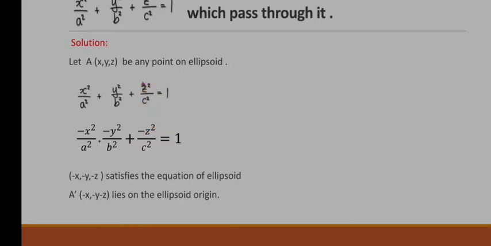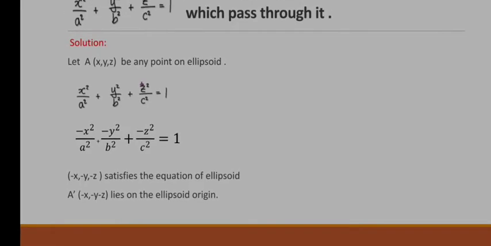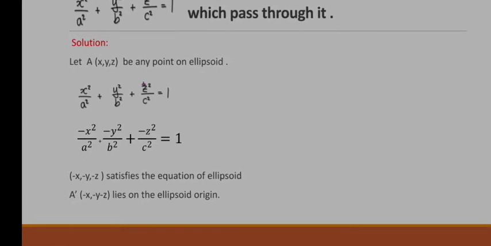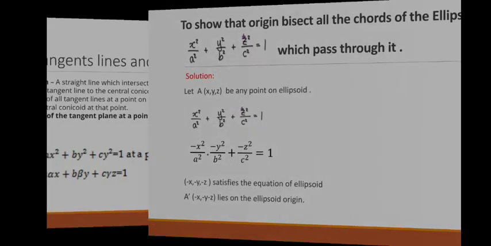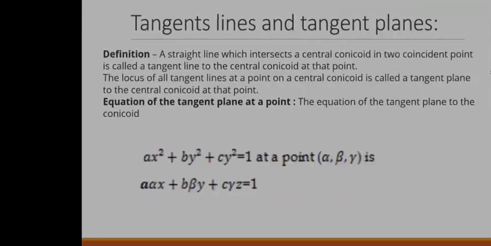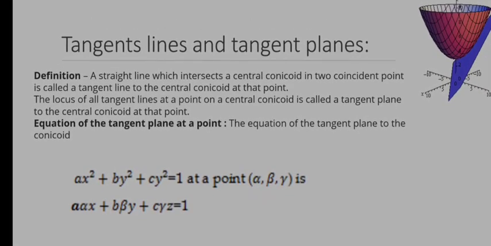But in place of x, y, z we put -x, -y, -z. Then this equation is still satisfied. So (-x, -y, -z) satisfies the equation of the ellipsoid. So the point (-x, -y, -z) lies on the ellipsoid. Now the next topic is tangent lines and tangent planes.